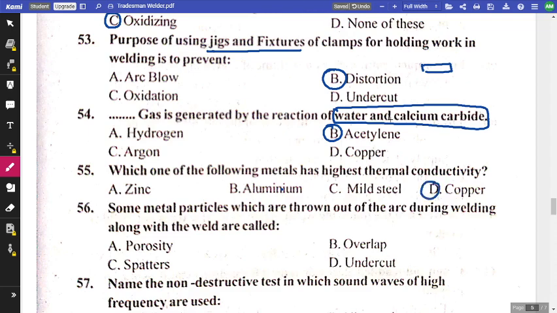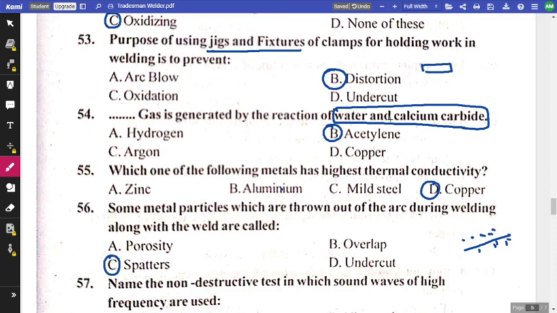Some metal particles which are thrown out of the arc during welding along the weld are called what? During a welding operation, you can see just around the weld bead that some particles are there, and these particles are called spatters.